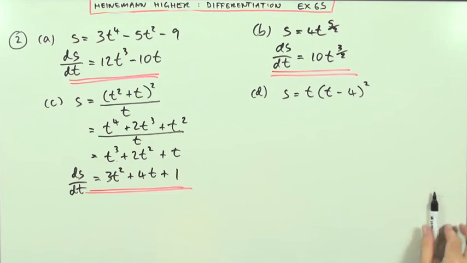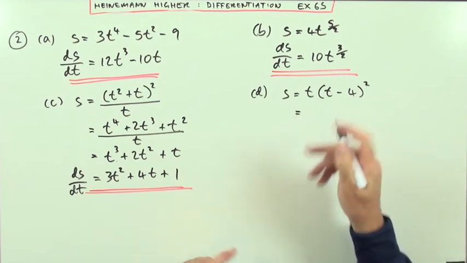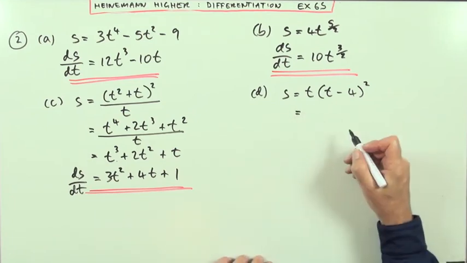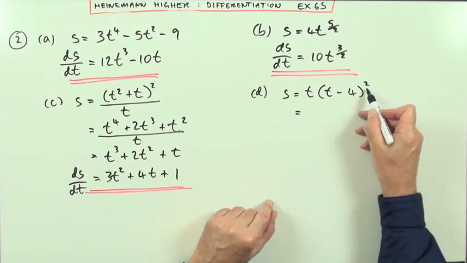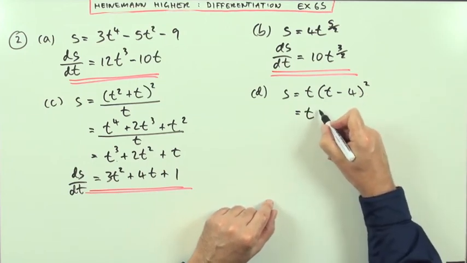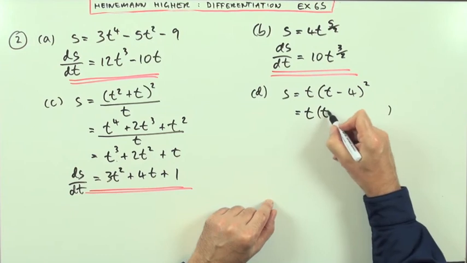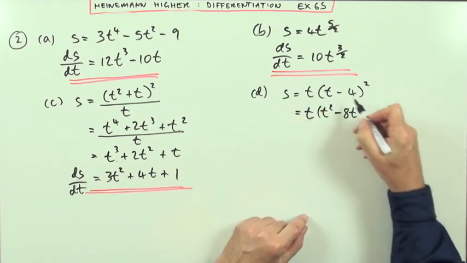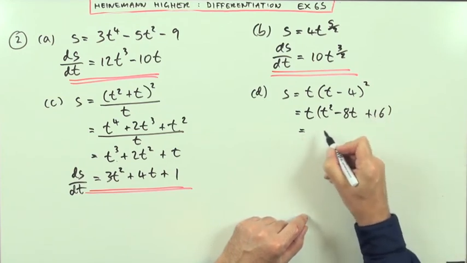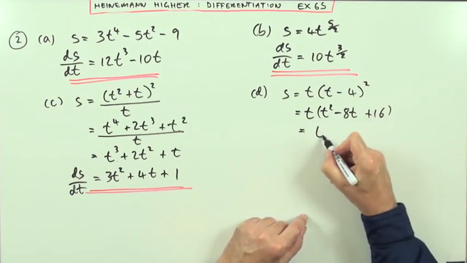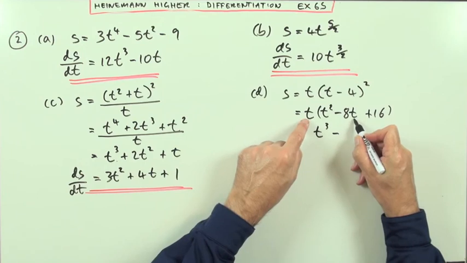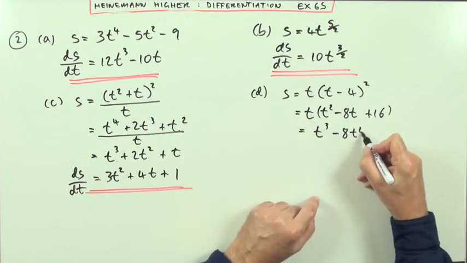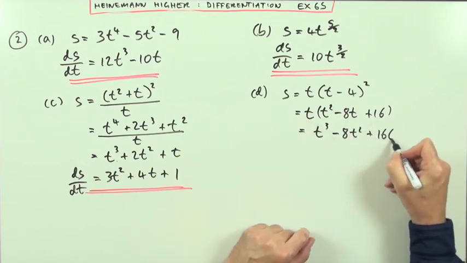Nice and easy. Same with this one. Now these are actually quite easy because there's no roots or denominators involved in these. Again, I'll need to multiply this out first. So square the bracket, square the first, twice the product, negative 4, negative 8t, square the last, plus 16. Finally multiply it out to get my separate terms. T cubed minus 8 times t squared plus 16 times t.